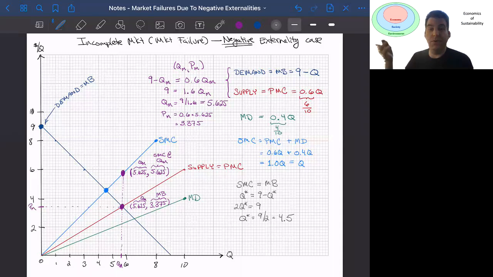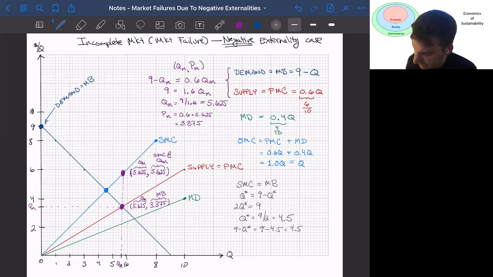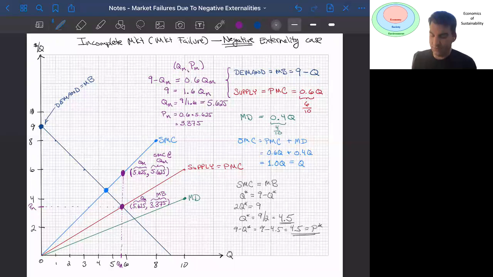And then I want to know, well, what is the P star? So what is the price at that socially efficient equilibrium? In which case I can just plug Q star into the marginal benefit curve. So I know that 9 minus Q star is just equal to 9 minus 4.5, which is equal to 4.5, which happens to then be equal to P star. So P star is equal to 4.5 and Q star is equal to 4.5.